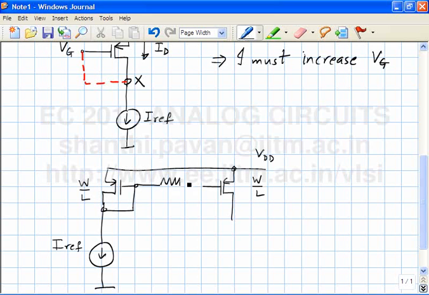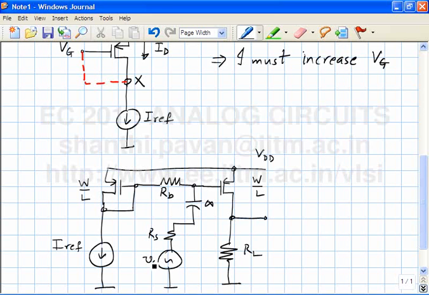And as we did with the NMOS case, we have some bias resistor RB, RL. How would I apply the signal? Put an infinite capacitor, RS, VS. What do you think is the quiescent voltage at the output of the amplifier?